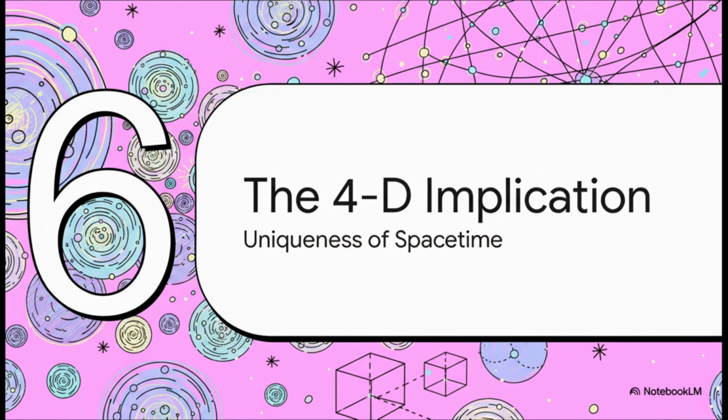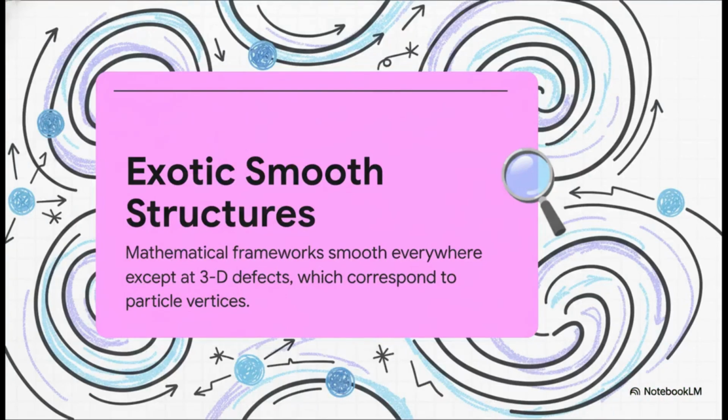It leads to a truly startling and profound implication about the very fabric of our cosmos. The mathematical underpinning for these V-turns comes from a fascinating area of mathematics dealing with something called exotic smooth structures. To put it simply, these are mathematical spaces that are perfectly smooth everywhere, except for very specific localized defects. And in this physical model, those defects are precisely the 3D vertices where particle interactions, like creation, actually take place.